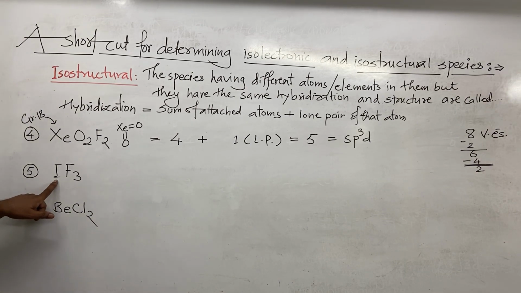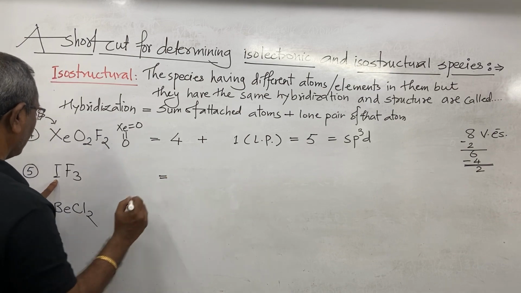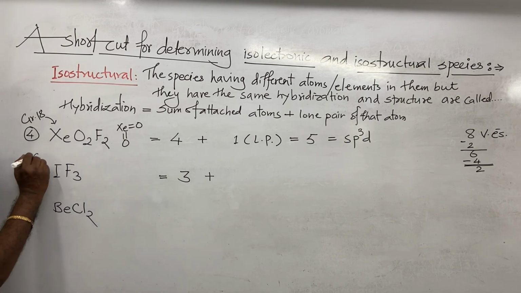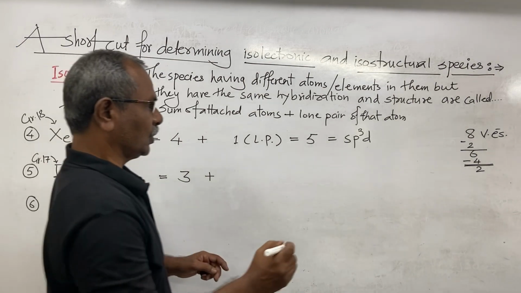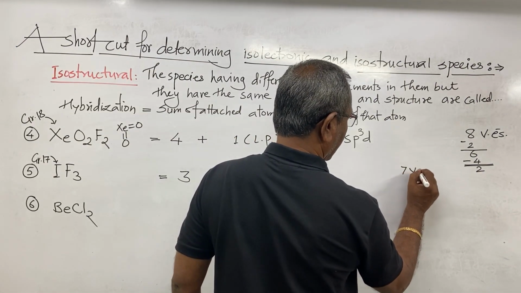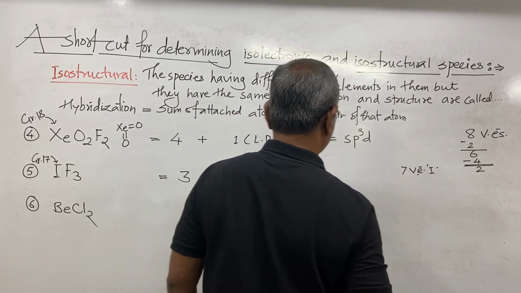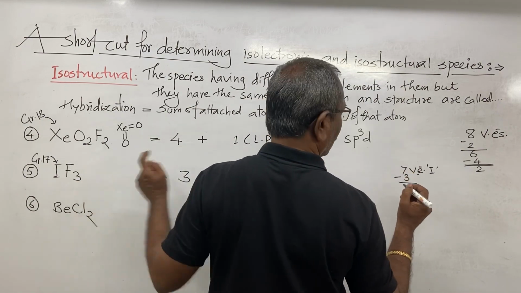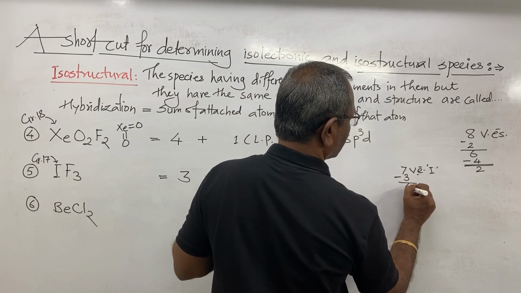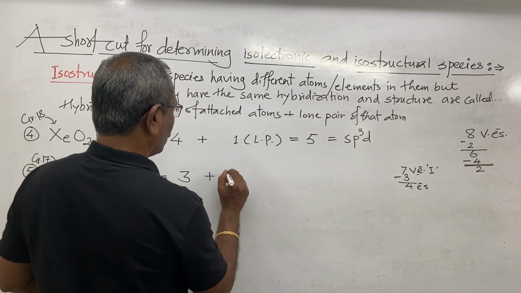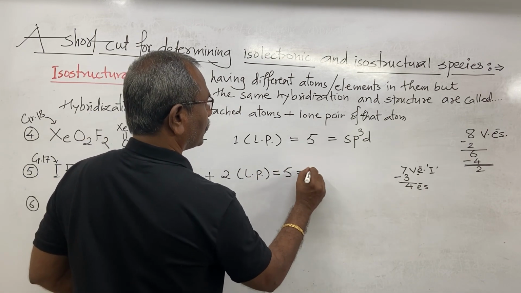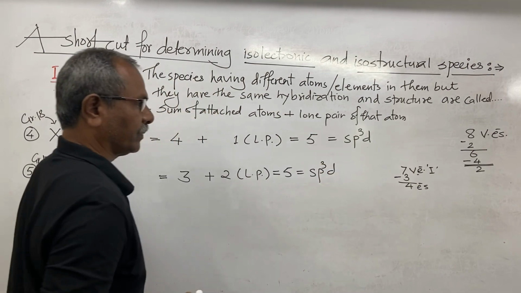Next, IF3. There are 3 fluorine atoms attached to iodine. Group number of iodine is 17. So 7 valence electrons in case of I. Out of 7 electrons, 3 electrons are used in bond formation with fluorine. So how many electrons are left? 4 electrons, means 2 lone pairs. So total is equal to 5. So the type of hybridization is sp3d.